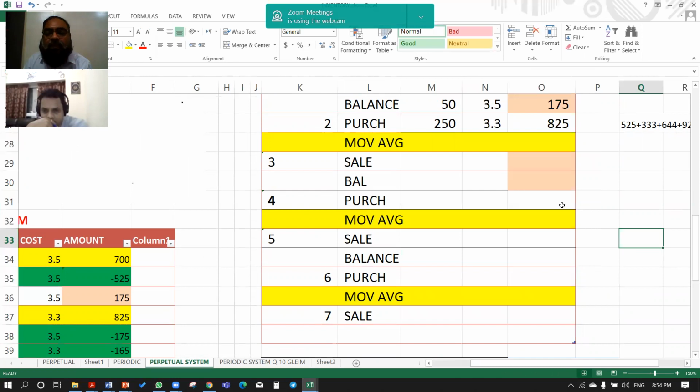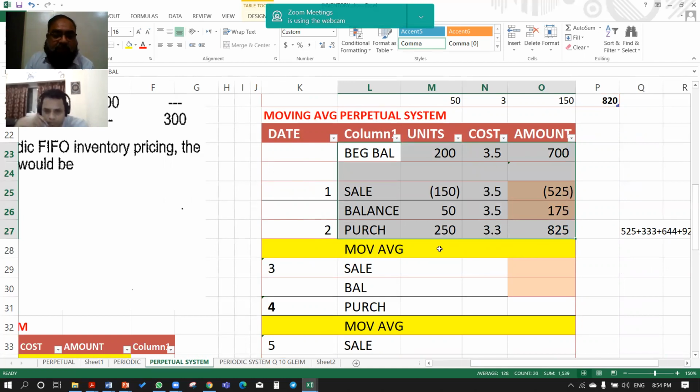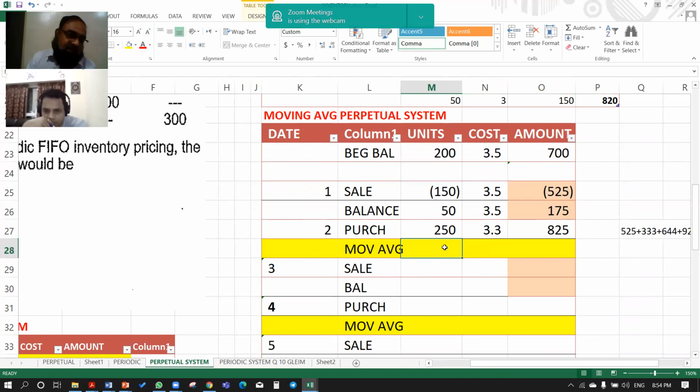Now you can see, because the first three or four transactions are the same, I have written them there. Now we have to sell units, but before selling the units, we have to find out the moving average rate. So 250 plus 50, how many units will it be? 300. It's adding all of it, this plus this. Am I right? 300, right?